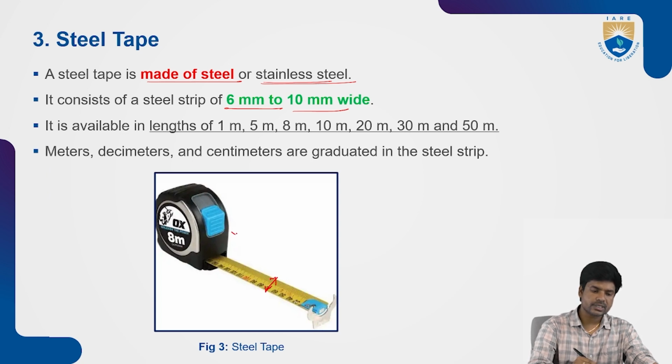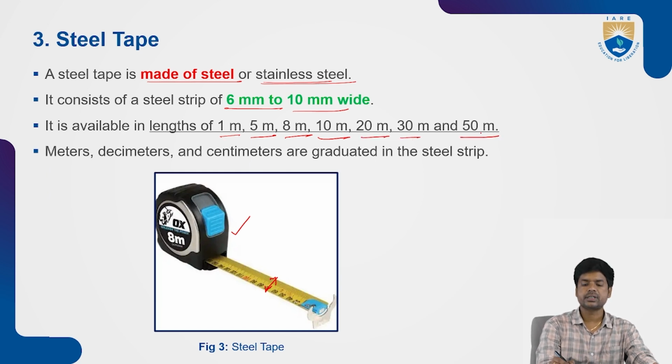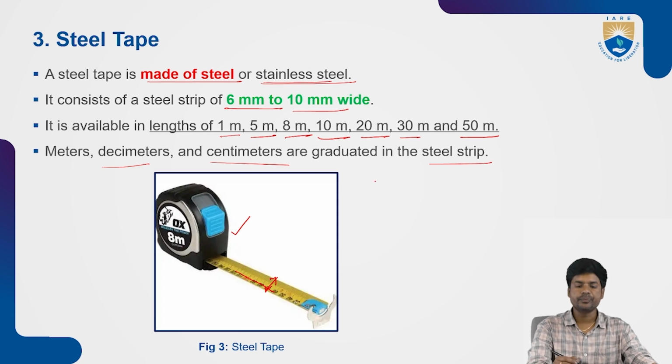Here you can see the steel tape which is shown, and it is available in lengths of 1 meter, 5 meters, 8 meters, 10 meters, 20, 30 and 50 meters. These are the different lengths which are available in the steel tape. And next, meters, decimeters and centimeters are graduated on the steel strip. On this strip we are going to have the units also.